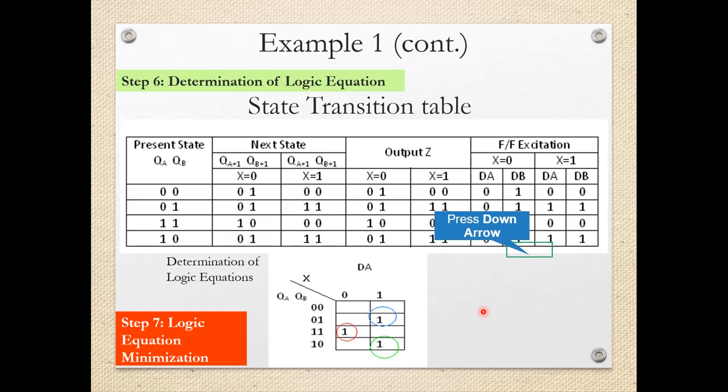In this particular K-map, the variables are QA, QB, whatever is the present state, and then the required next state, and the input X that is to be considered. Now while making the entries in the K-map, we need to use only those entries corresponding to logic 1. This is the column for x equal to 0, and this is the column for x equal to 1. So for x equal to 0, this column we have to consider.